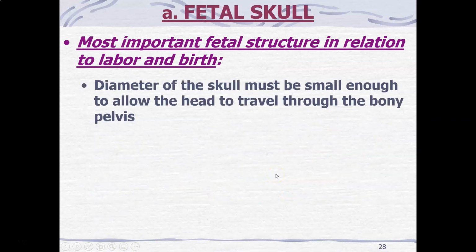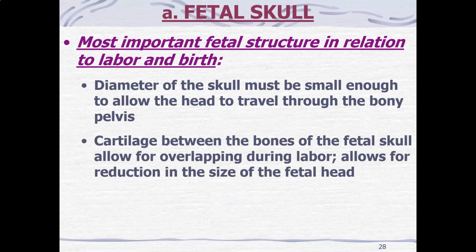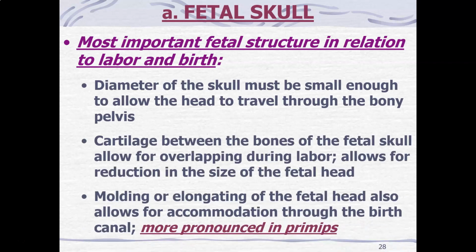So let's start with fetal skull. The most important fetal structure in relation to labor and birth, the diameter of the skull must be small enough to allow the head to travel through the bony pelvis. The cartilage between the bones of the fetal skull allows for overlapping during labor, which allows for a reduction in the size of the fetal head.